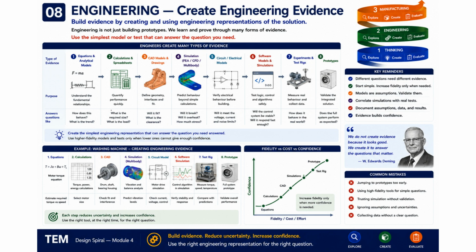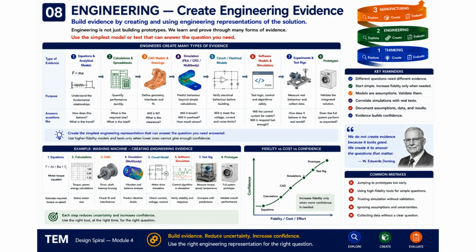We might begin with equations and analytical models to understand fundamental relationships. We can use calculations to determine motor torque, power, loads, dimensions, or thermal requirements. CAD models help us examine geometry, interfaces, clearances, and assembly. Simulation allows us to investigate stresses, vibration, fluid flow, thermal behavior, electronics, software, and control systems before building hardware. When models are no longer sufficient, we can create experiments and test rigs to measure real behavior. And finally, when we need to study the integrated system, we may build a prototype.